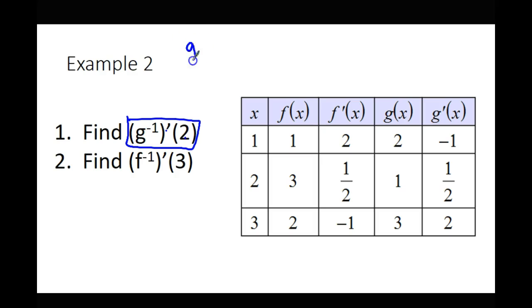So, G inverse, start writing this because this is number 1. G inverse prime of 2 is equal to 1 over, now the formula is G prime of G inverse of 2. That's our formula we copied down the last slide, right?